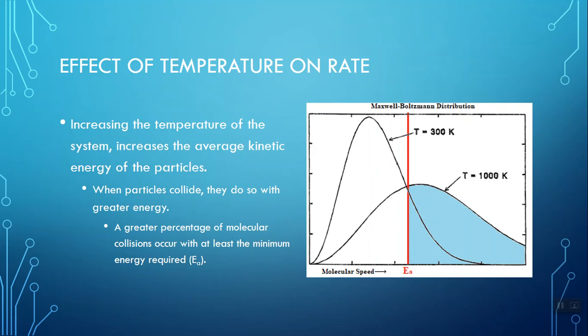But the shaded blue region here shows how many molecules at 1000 Kelvin would have enough energy to react. And you can see that it's a much larger portion of the graph. It's a much larger portion of our molecules, meaning that a greater percentage of collisions will occur with at least the activation energy. So by increasing the energy of the molecules, we put more of them above that barrier. We put more of them above that minimum so that we get a faster reaction because we have more successful collisions.